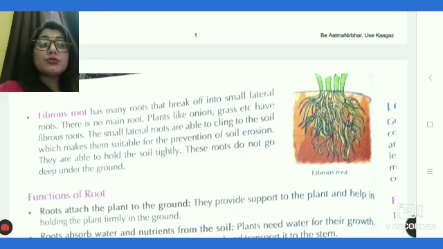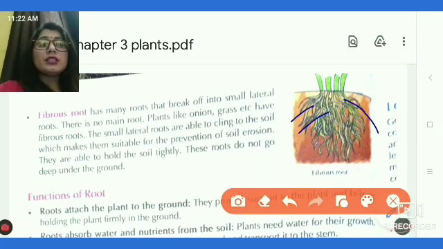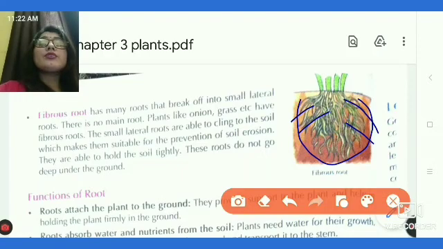The small lateral roots, जो आपको ये lateral roots दिख रहे हैं, ये all these are lateral roots only. There is no main root, so these lateral roots are able to cling to the soil. ये soil को जकड़ के रखती हैं, right? Bind करके रखती हैं soil को, which makes them suitable for the prevention of soil erosion.